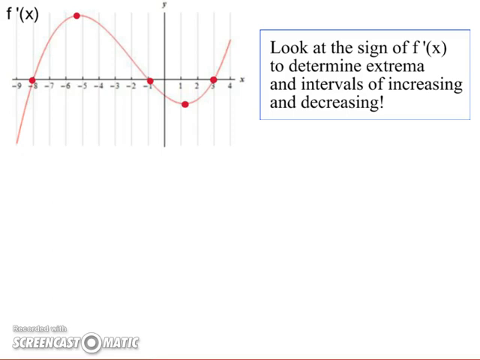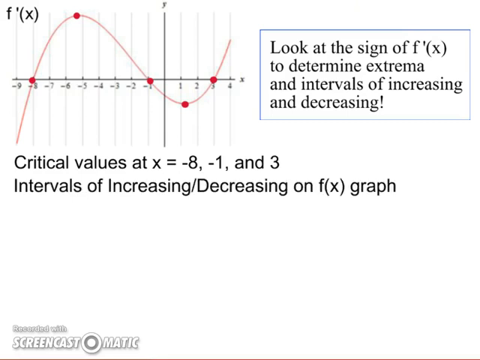So if we want to find critical values or critical points on this graph, you would look at anywhere where the derivative is equal to 0. So in that case, it's going to be at -8, -1, and 3, because that is where the value of the derivative is equal to 0. Okay, so now let's look at where it might be increasing and decreasing.